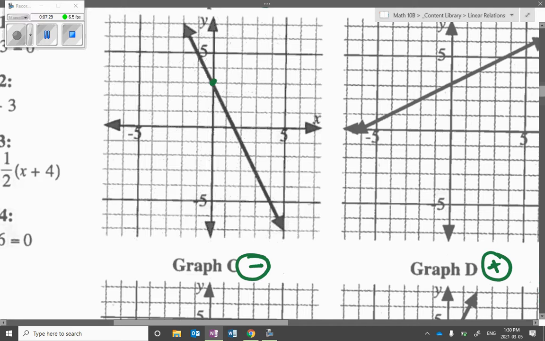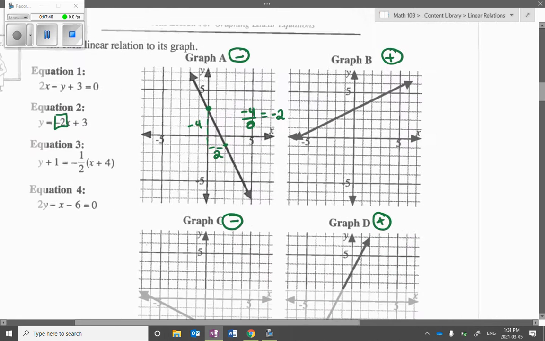So I have a y-intercept at 3. If I go 1, 2, 3 down, sorry, we're going to go 4 down. I can go 2 to the right then. So that would have been -4, 2. -4 divided by 2 gives us a slope of -2. So from that, I already can tell equation 2 would be graph A.